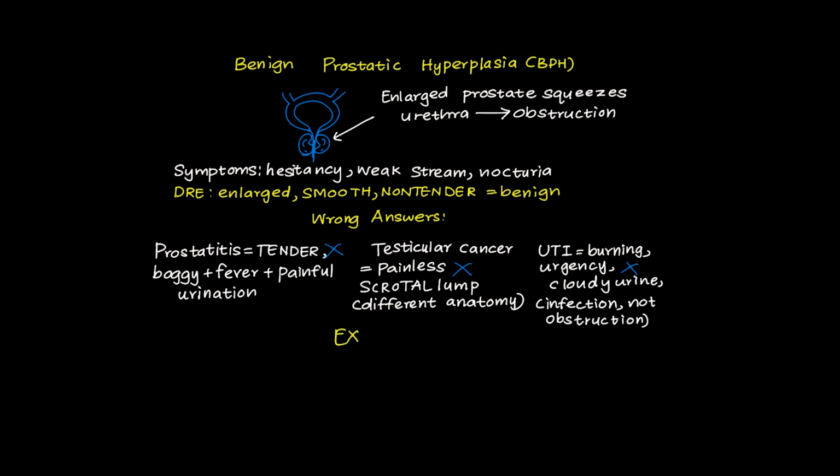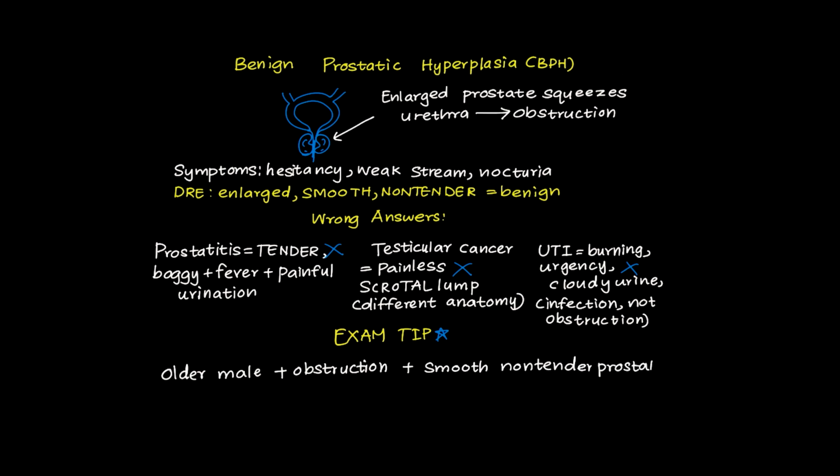Here's a WGU D443 OA exam tip for you. Older male plus obstructive urinary symptoms plus enlarged, smooth, non-tender prostate on DRE equals BPH. The smooth and non-tender part rules out infection and cancer. Quick recall hook: BPH equals sign big prostate, hard to pee. Smooth and painless gland, just big, not bad.